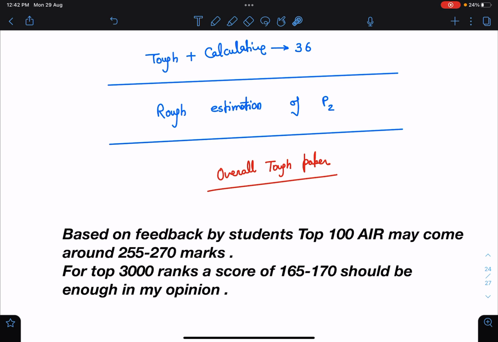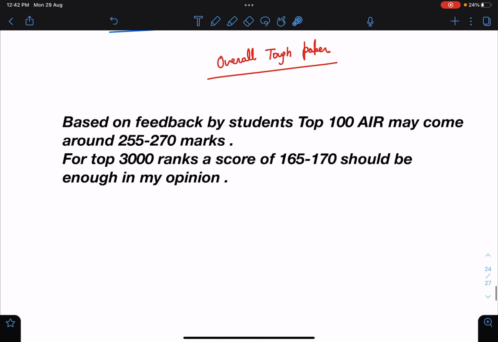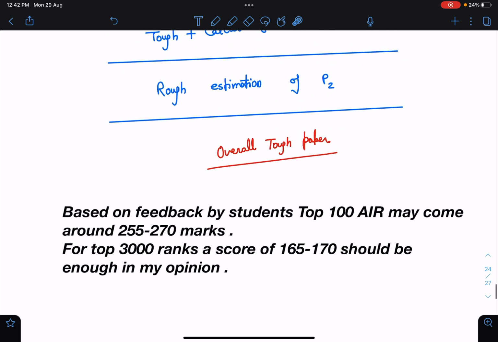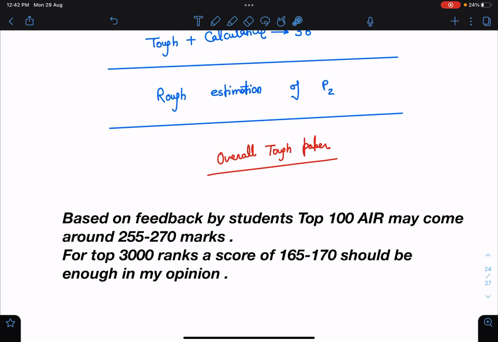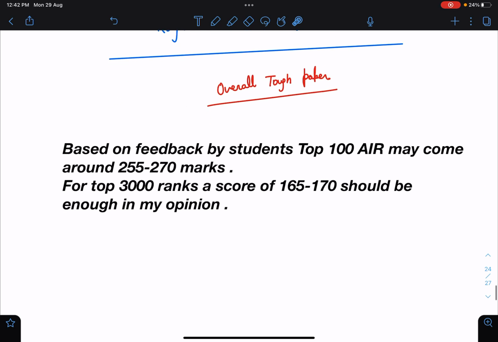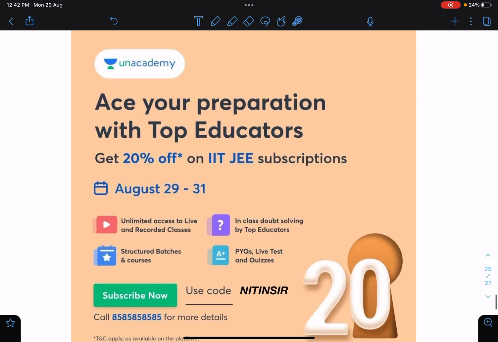So guys, this is all in this paper. I hope those who have written this paper will resonate with my thoughts. So just write your opinion in the comment section, whether it's just me who is feeling this paper is tough, or it was really tough otherwise also.